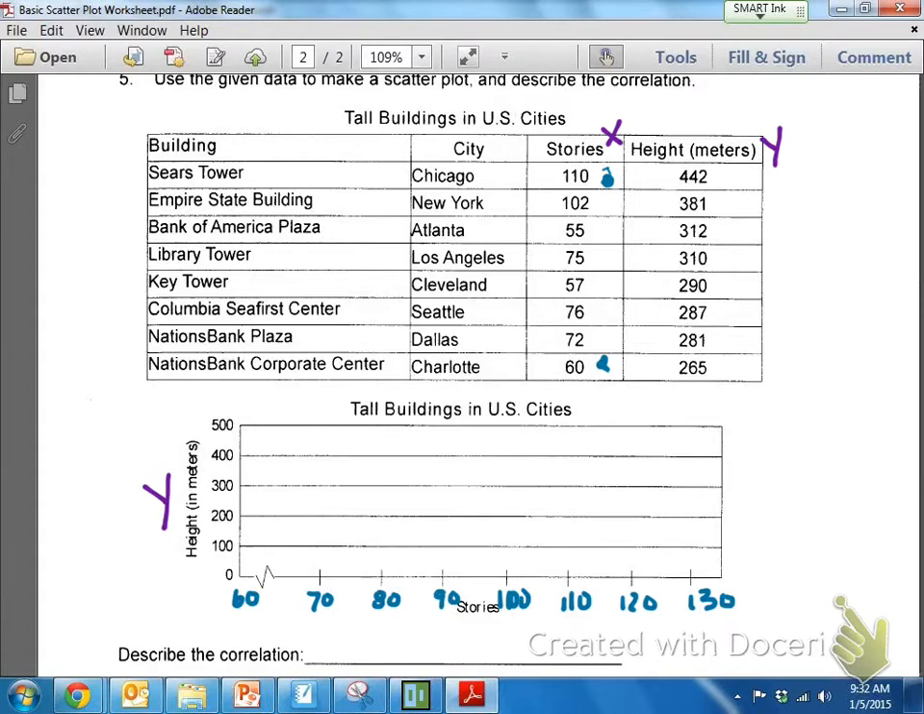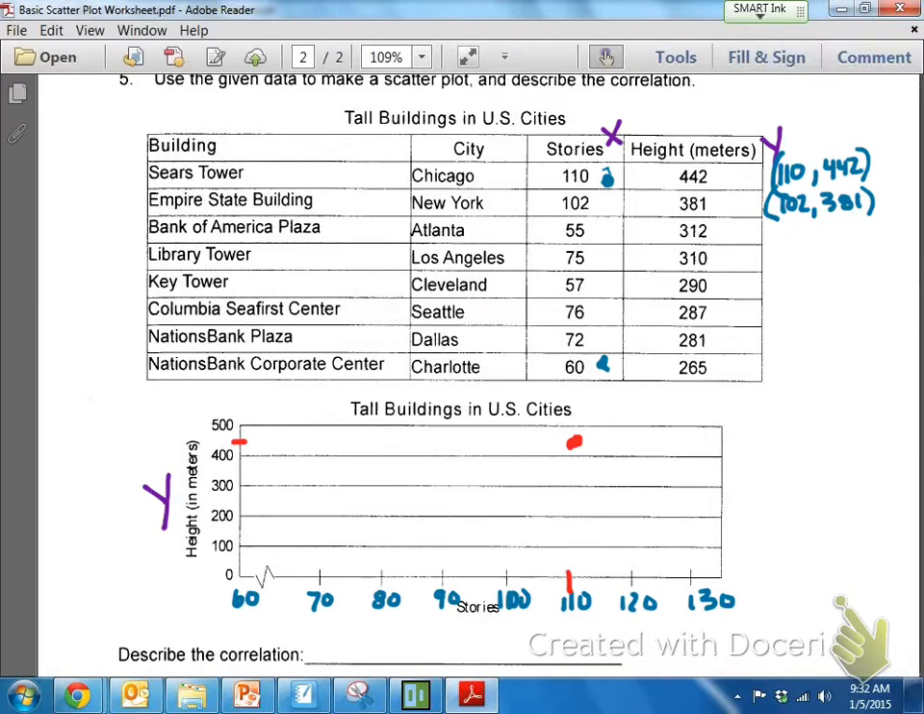Okay, so let's go ahead and go to my ordered pairs here. Remember our ordered pairs, it's x comma y, just like a regular ordered pair. So it would be 110, comma 442. If I were to keep going, this would be 102, comma 381, so on and so forth. But we won't go through that. We'll just go ahead and start plotting right now. Okay, so 110, 442. So 110 is right here. 442 is right about there. Again, we don't have to be super exact when we graph because we have a table with the exact numbers. The graph is just showing a loose relationship to what's going on here.